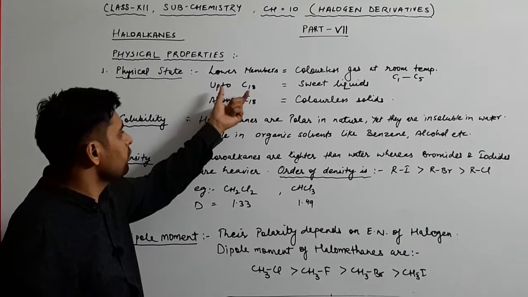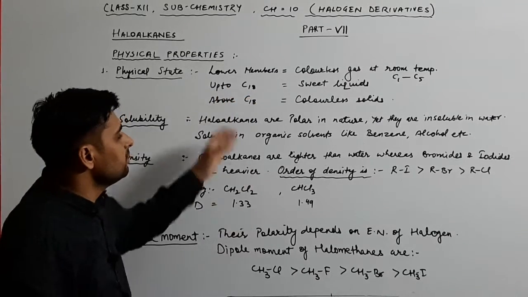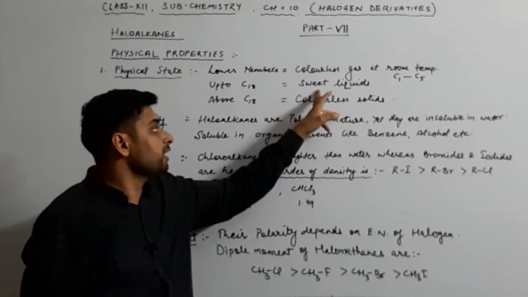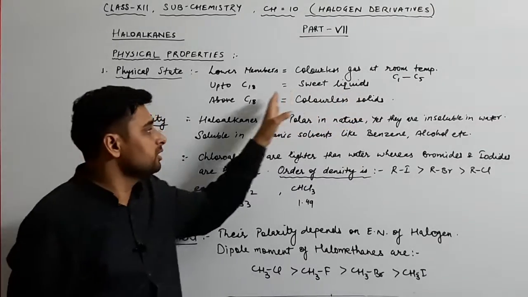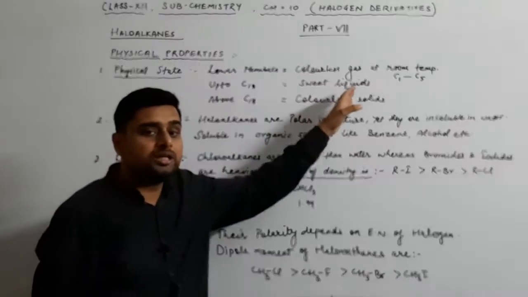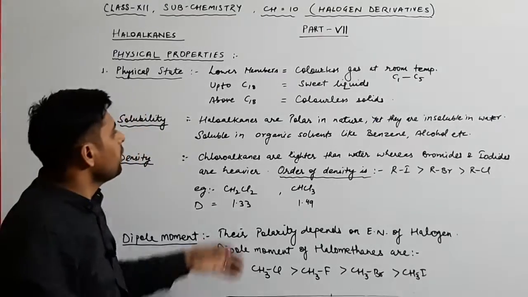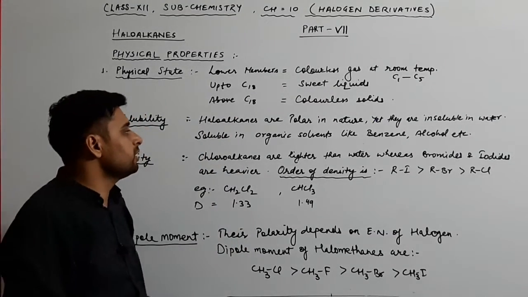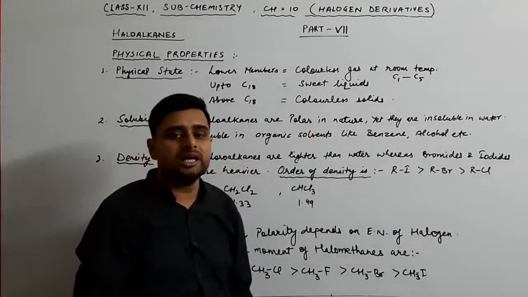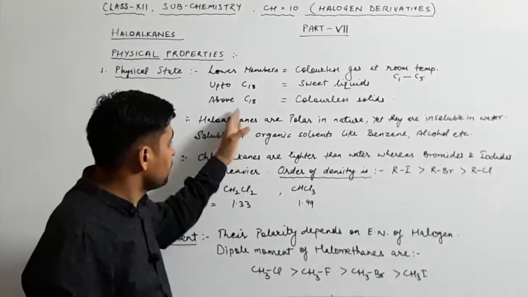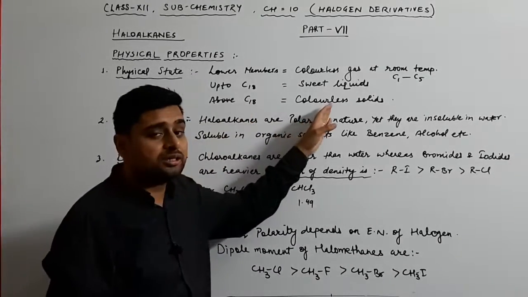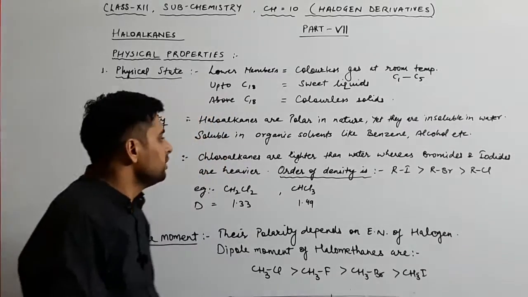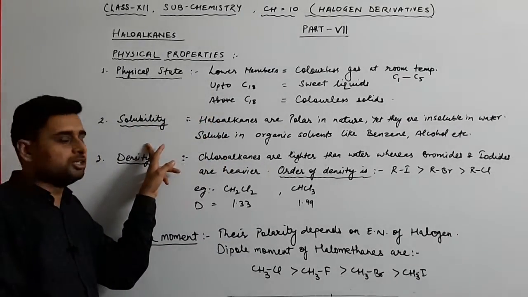From carbon 5 up to carbon 18, these show a sweet liquid nature. And above carbon 18, these haloalkane compounds are colorless solids. The next property is solubility, students.